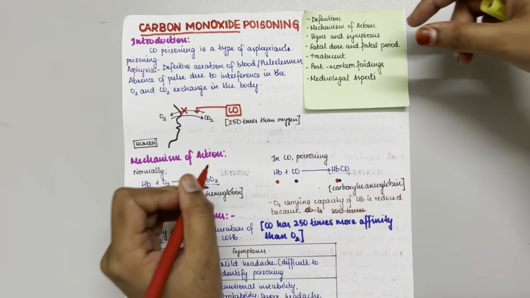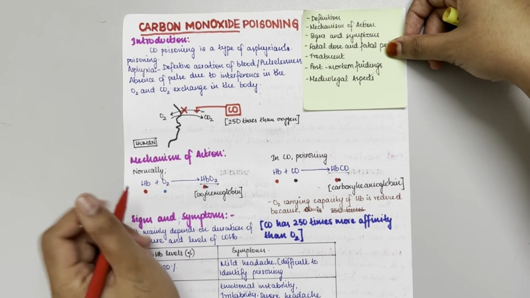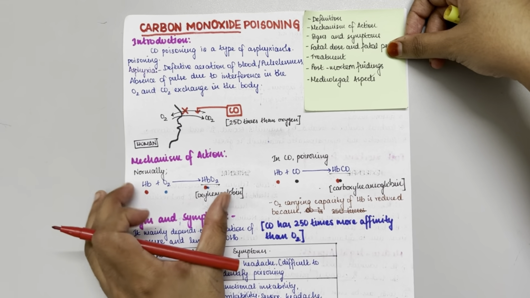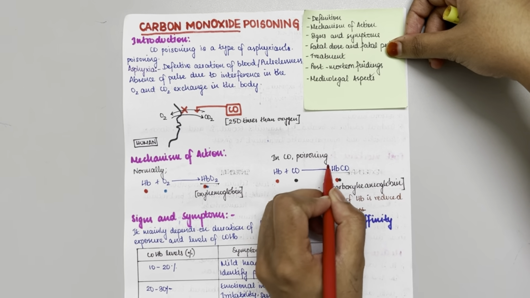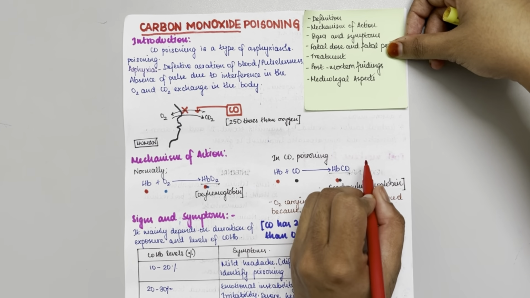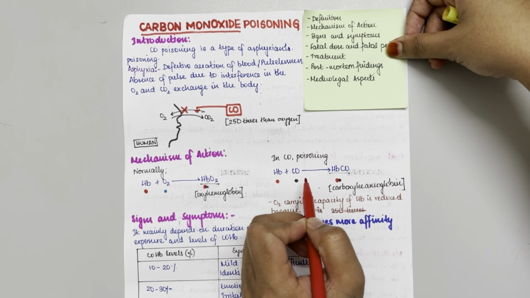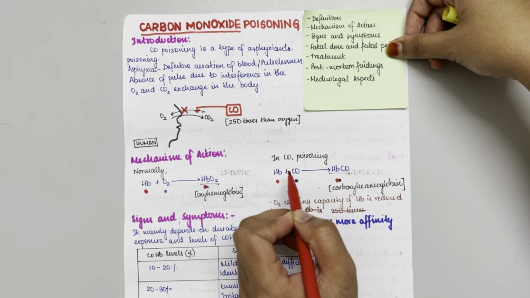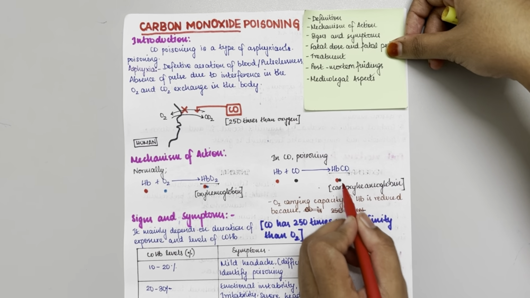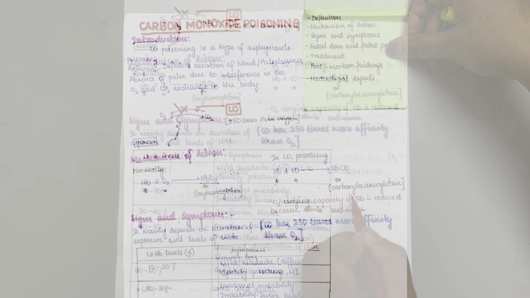So next let us see the mechanism of action. We already said that normally hemoglobin binds with oxygen forming oxyhemoglobin compound. This is in normal individuals, but in carbon monoxide poisoning, that is when an excess amount of carbon monoxide is present in the environment, though oxygen is present, hemoglobin is seen to bind with carbon monoxide forming HbCO, and this compound is called carboxyhemoglobin. It's very toxic to our body.